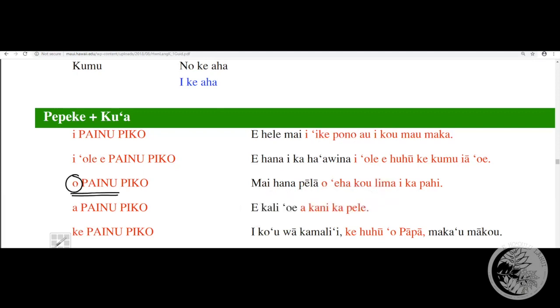Yeah, so the example we see, mai hana pela, don't do it like that. Don't do it that way. O eha, or else sore, or eha. What's going to be sore? Kolima, lest your hand be hurt from the knife. Yeah. Again, and so that idea.